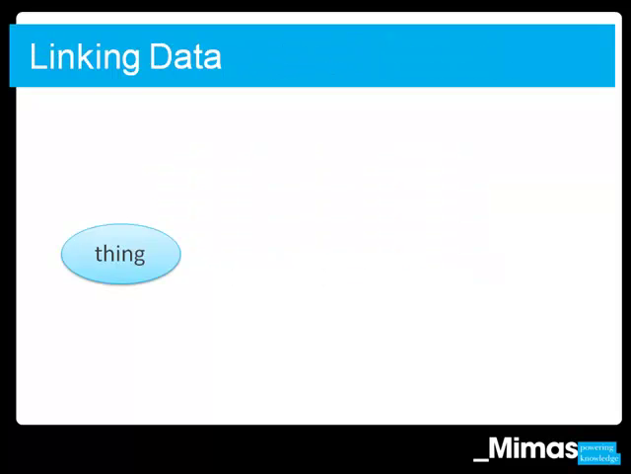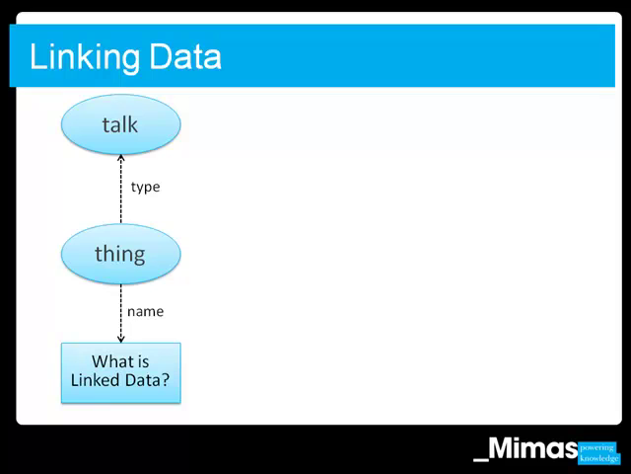So, to give you an example of how linking works, if I have this thing here that I want to describe, as an example, I'm going to use this talk. I've got this thing, I would add some attributes to it. So I would say it has a name, it's what is linked data, and it's a talk. Now I might want to say something more interesting. I might want to say the talk is being held at the University of Manchester. So I can add this thing here and I can say it's being held at the University of Manchester.